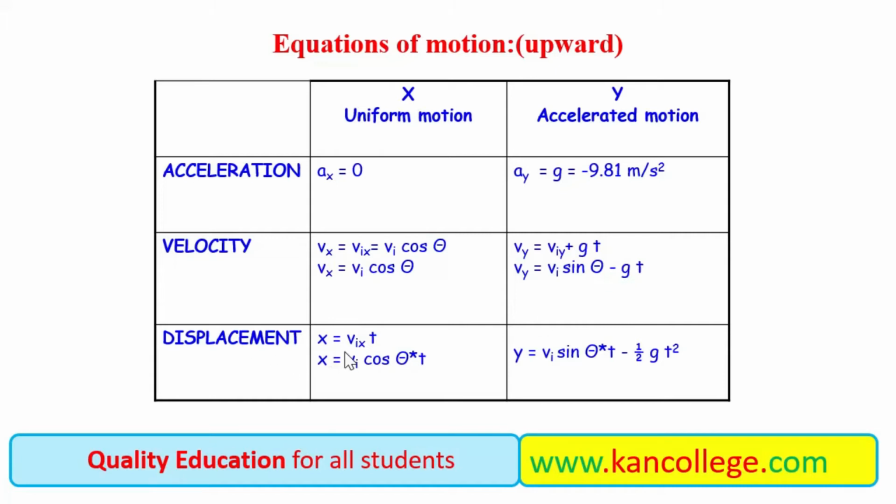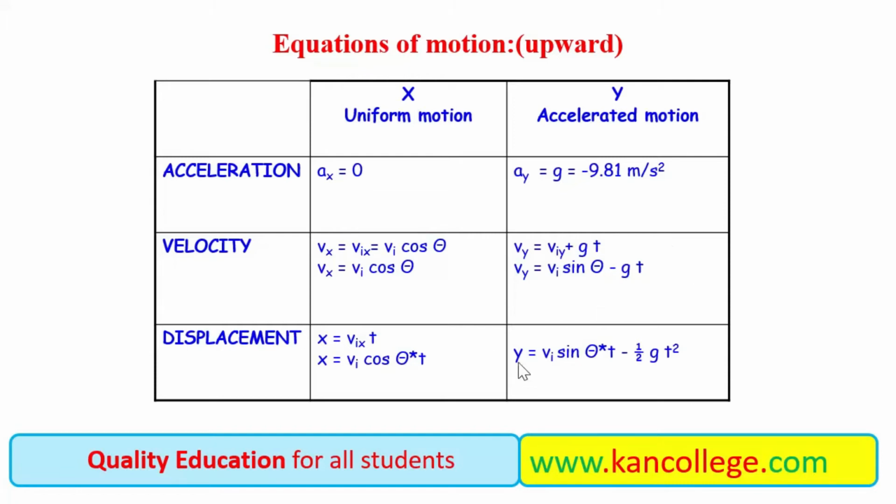What is the displacement? The displacement along the x-axis will be equal to velocity into time. The velocity along the x-axis is Vi cos of theta, which is once given, then it remains constant throughout the time. And as time increases, the distance along the x-axis of the projectile ball will increase.